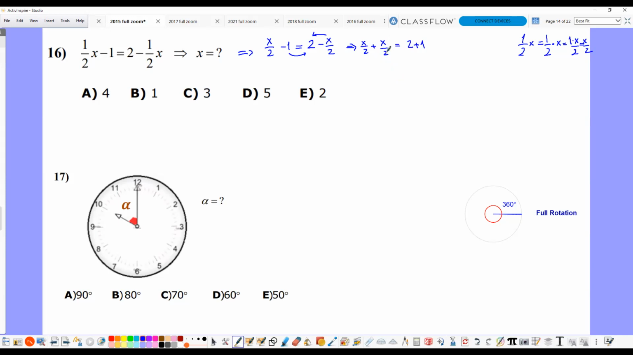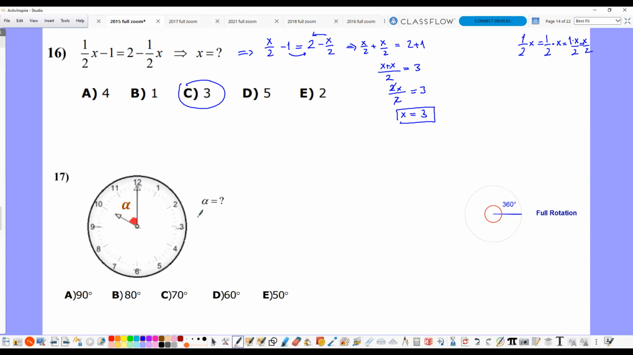x over 2 plus x over 2 is equal to x plus x over 2, and it's going to be equal to 3. x plus x, 2x over 2, is equal to 3. And when you simplify these two, x is equal to 3, and the answer is 3.